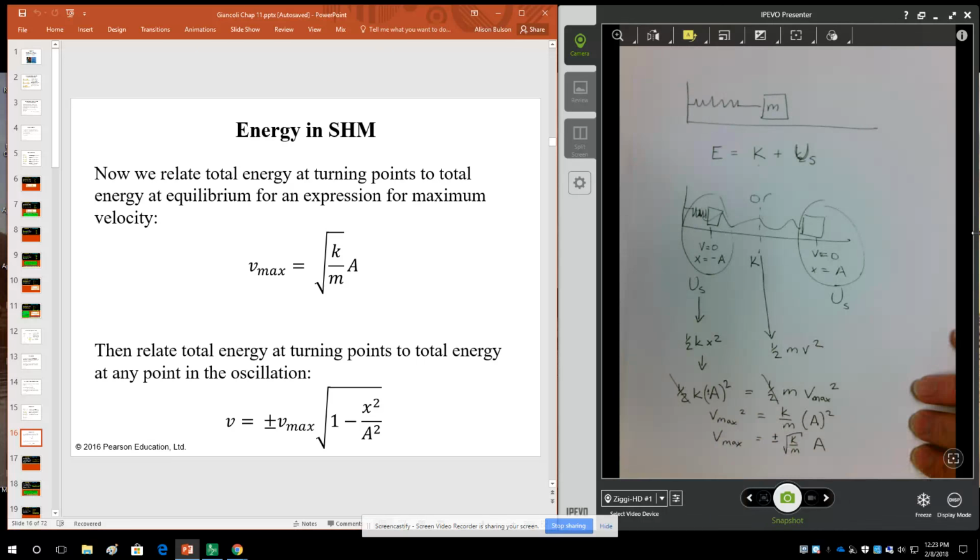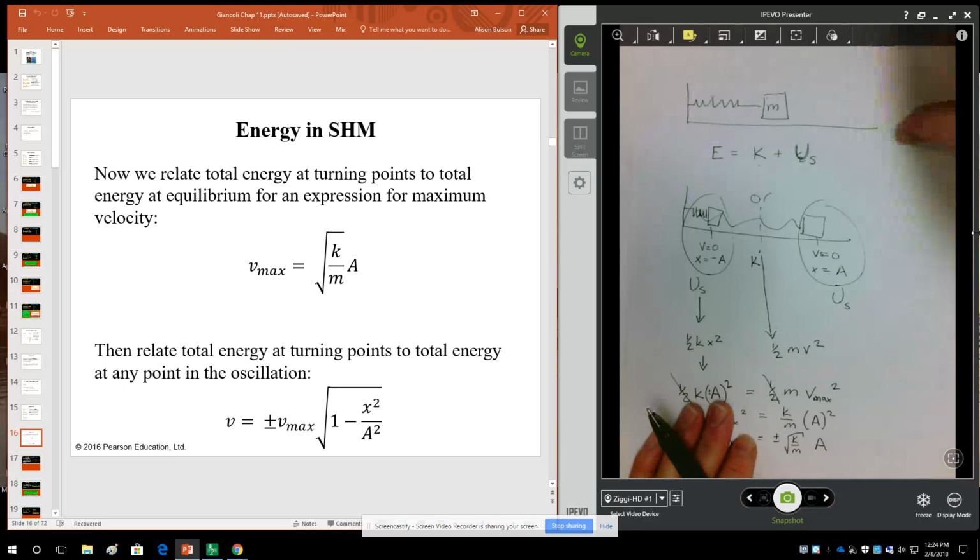times amplitude. It's kind of interesting that maximum velocity depends on spring constant. So how strong is that spring? How strong is it pulling on that block every displacement, divided by how much mass is resisting the pull, multiplied by how far did you disturb the mass from its equilibrium position.